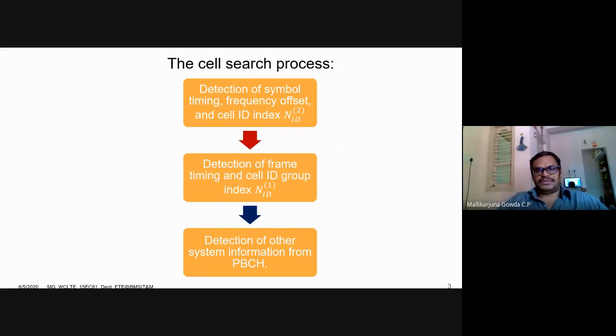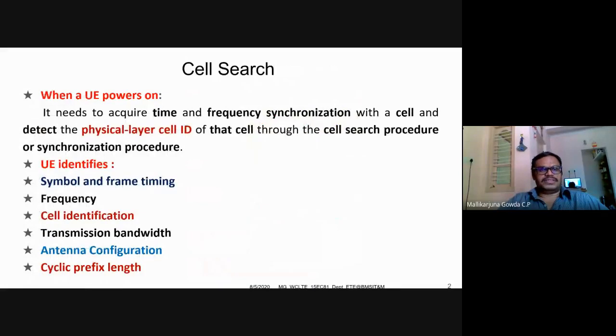So these are the three steps involved in the cell search process. I said the cell search process is required because as soon as we switch on our mobile, it has to acquire the time and frequency synchronization, as well as the cell identity with which it is attached. That is done using this cell search procedure. During this procedure, the user equipment will identify symbol and frame timing, frequency, cell identification, transmission bandwidth, antenna configuration, and cyclic prefix length.